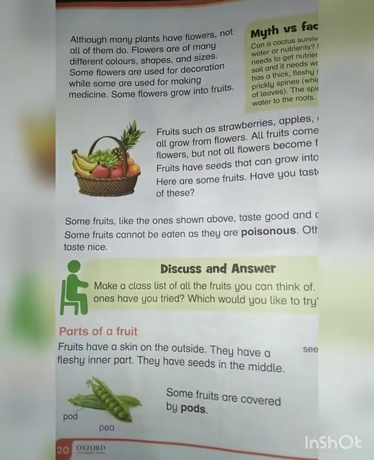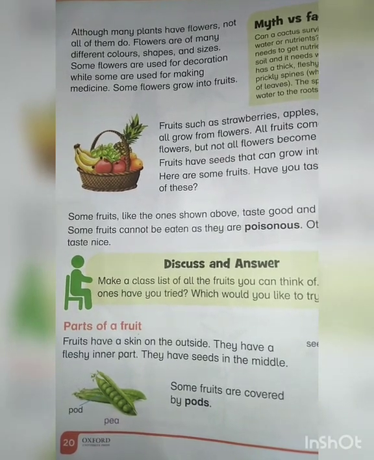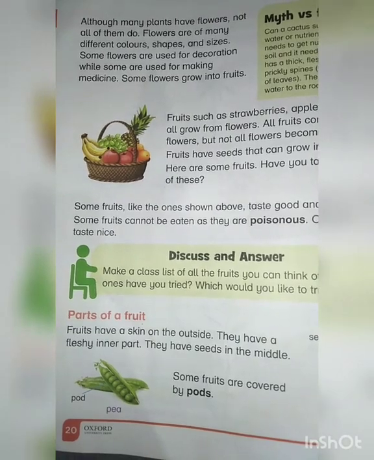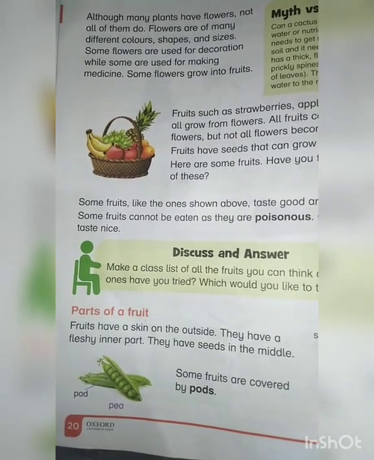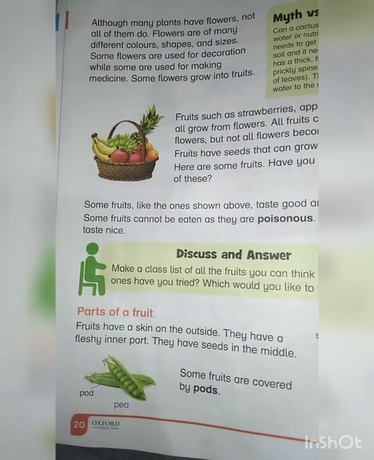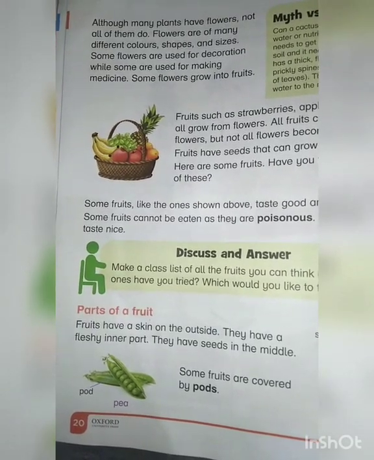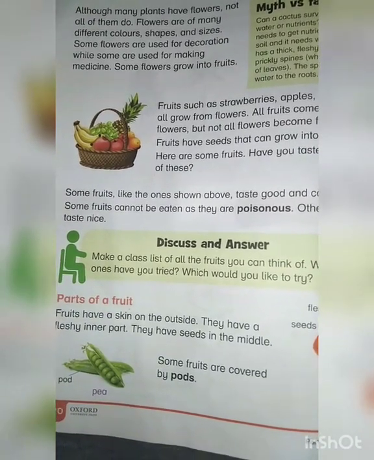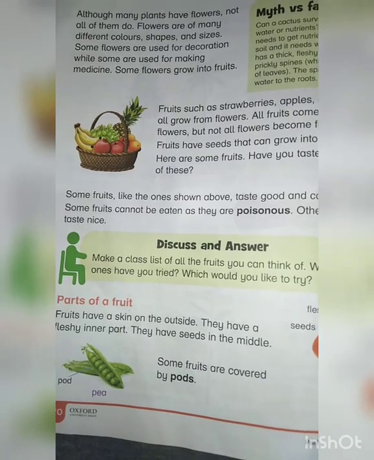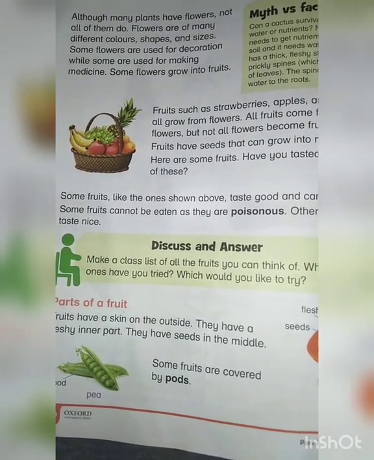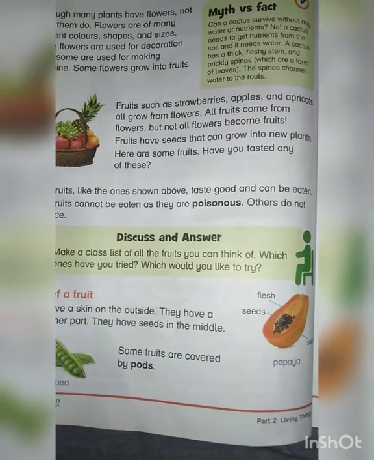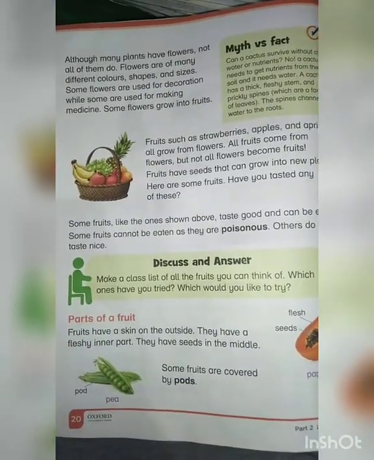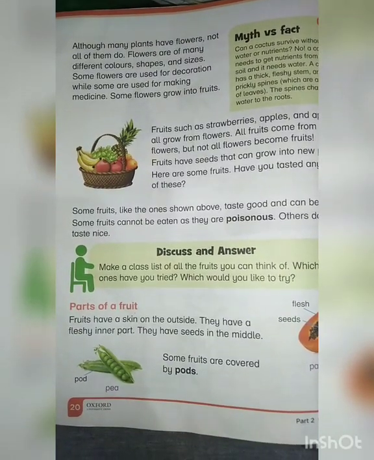Okay students, now I will tell you some other things about flowers. You have seen students that all the plants have flowers, but not all the flowers convert into fruits. For example, rose does not convert into fruit. Okay students, flowers are of different colors, shapes and sizes. For example, rose is different from sunflower, jasmine is different from lily. All the plants have different smells, different colors and different shapes. Some of the flowers are used for decoration, and some are also used for medicine.